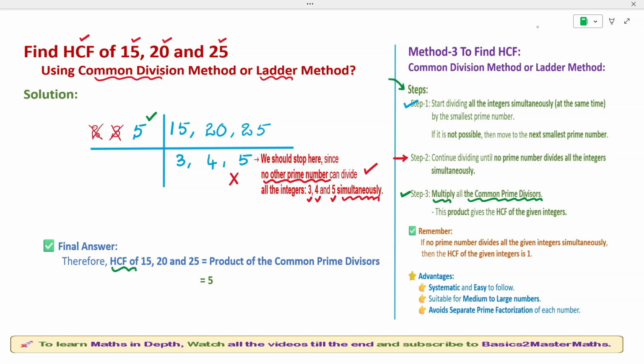Therefore, HCF of 15, 20 and 25 equals product of the common prime divisors. In this case, we have only one common prime divisor, that is 5. So, HCF of 15, 20 and 25 is 5.